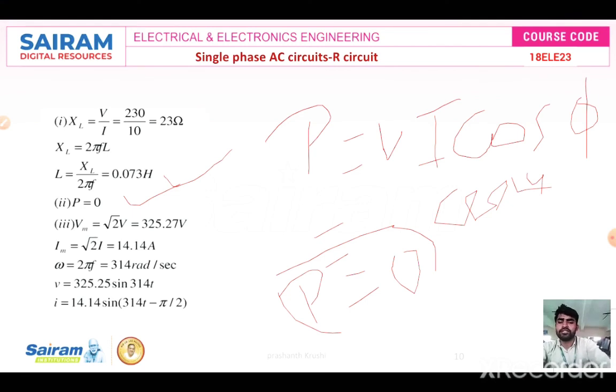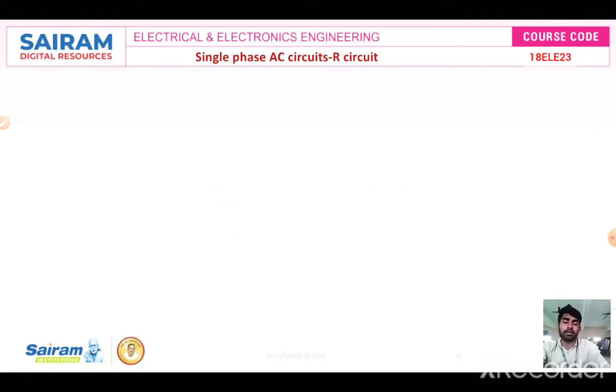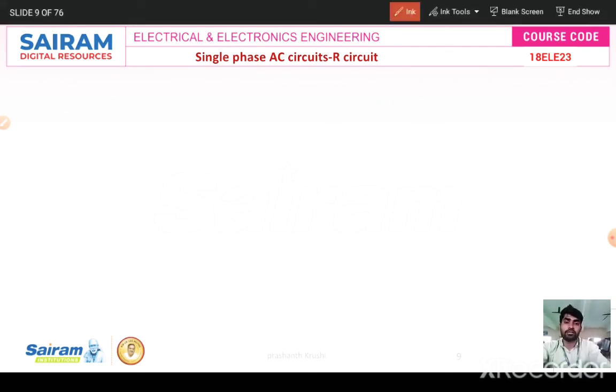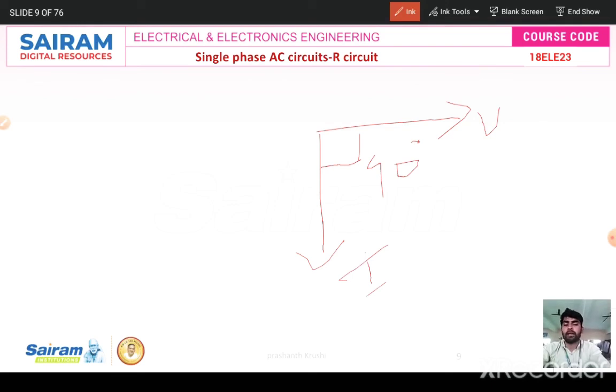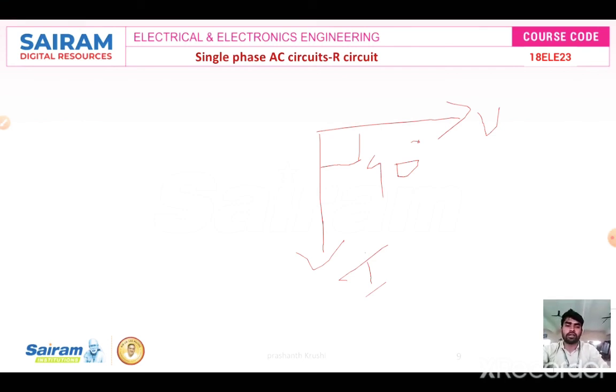Okay. So I'll draw the vector diagram of this L circuit. See, this is voltage, this is current, and this is 90 degrees. Current lags voltage by an angle of 90 degrees for the inductance. Current leads voltage by an angle of 90 degrees for the capacitance. So the waveforms would be like this.